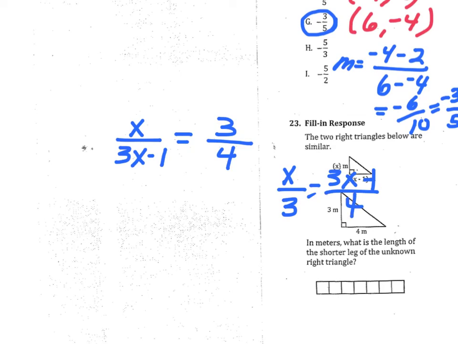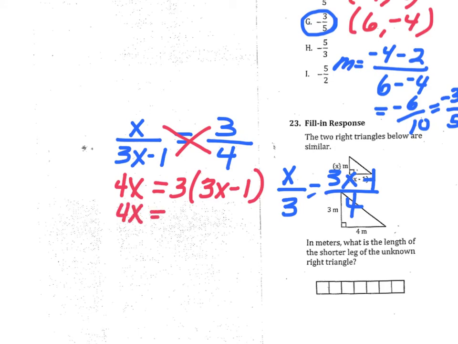Once I have it set up, whichever equation that you use, you're going to cross multiply. So when I cross multiply this way, I get 4x. And when I cross multiply this way, I have to use parentheses so that I remember to distribute. And so my next step is distribution. So 3 times 3x is 9x. And don't forget to multiply all the way through when you distribute.